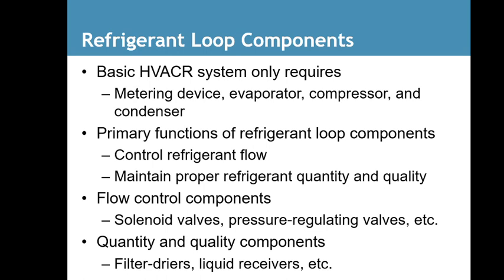Refrigerant loop components. A basic HVAC-R system only requires a metering device, evaporator, compressor, and condenser. The primary function of refrigerant loop components is to control refrigerant flow and maintain proper refrigerant quantities and qualities. Flow control components include solenoids, pressure regulating valves, etc. Quality and quantity components include filters, dryers, and liquid receivers.